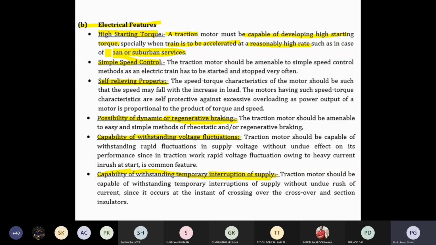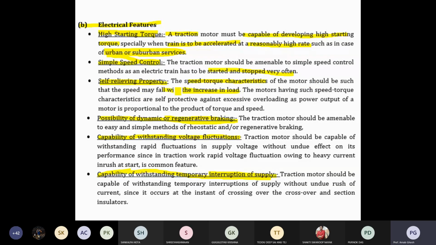So what is written over there? Amenable to simple speed control method, as the electric train has to start and stop very often. So quick start and fast stop is important. Then the self relieving property means speed torque characteristics. The selection of the motor should be based on the speed torque characteristics of the motor, which should be such that the speed may fall with the increase in the load.